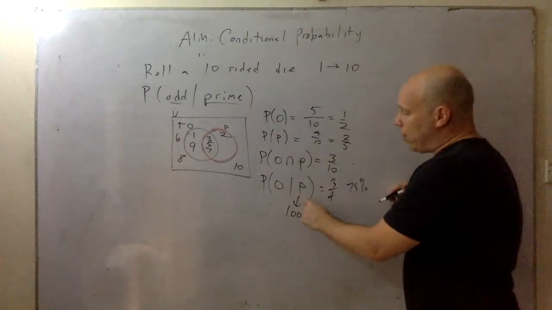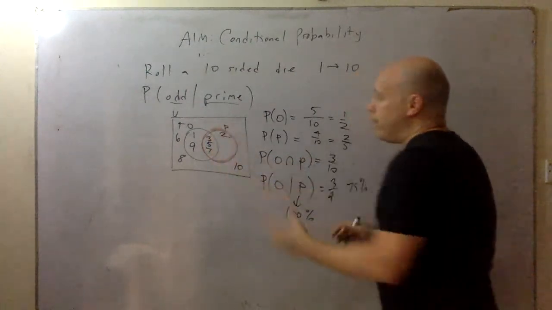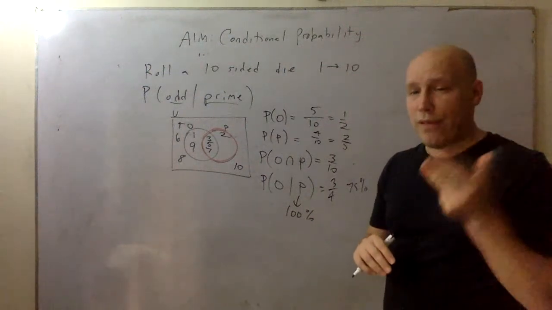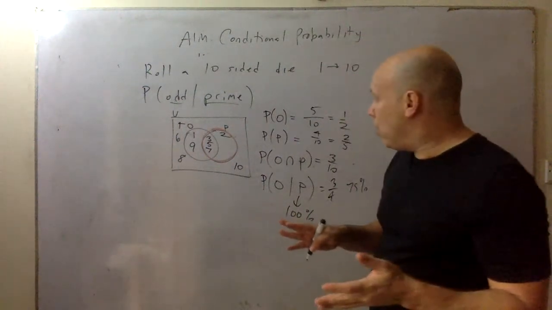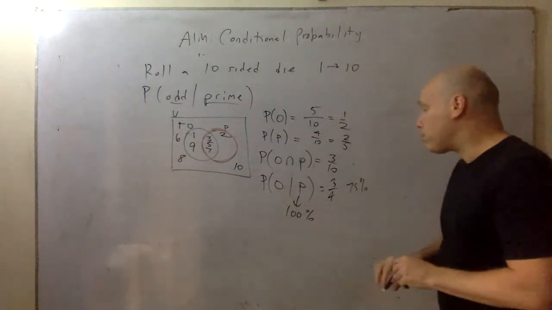Once again, P is my new 100%. There's four numbers I'm interested in looking at. There's only 4 primes, 2, 3, 5, 7, and 3 of them are odd.